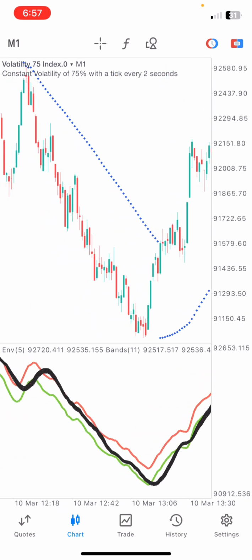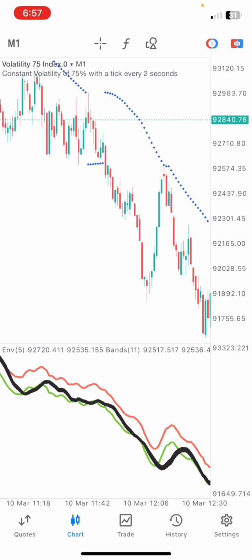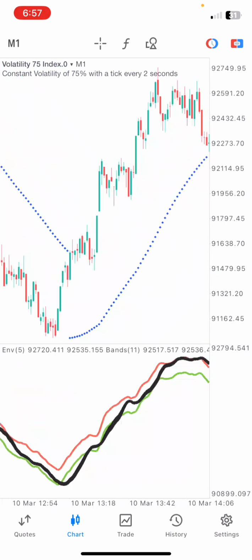So I'm showing you guys the settings for the strategy, but before I do that, I first have to explain to you guys how you can make use of the strategy to make money, and then I will be diving into how you will use this strategy.